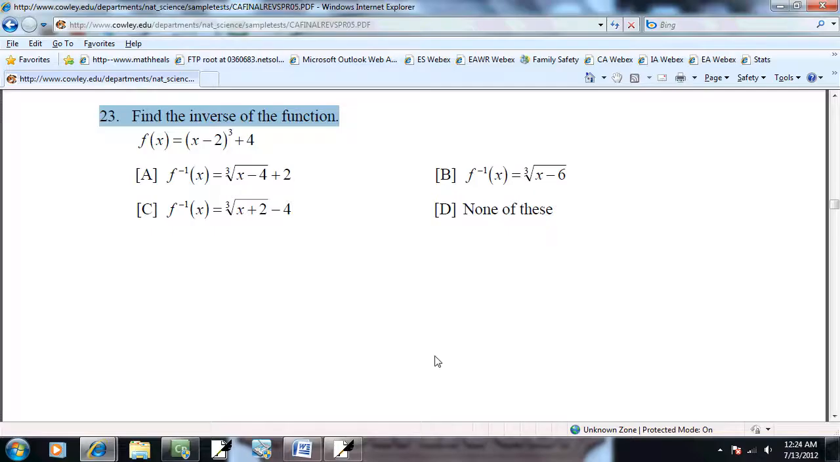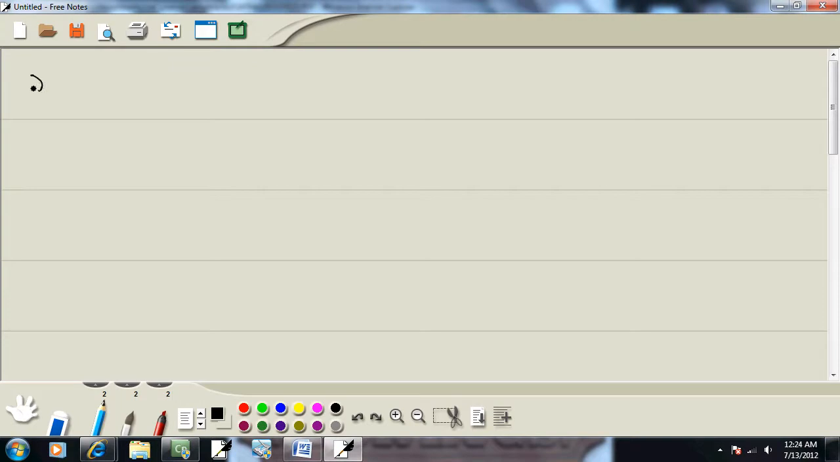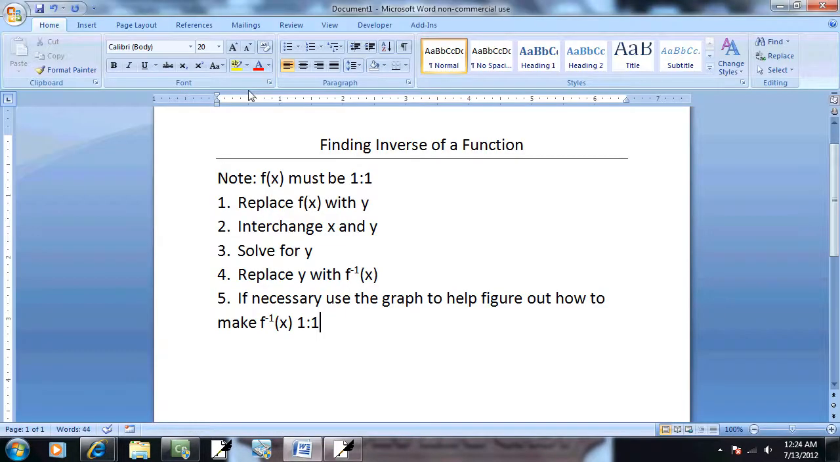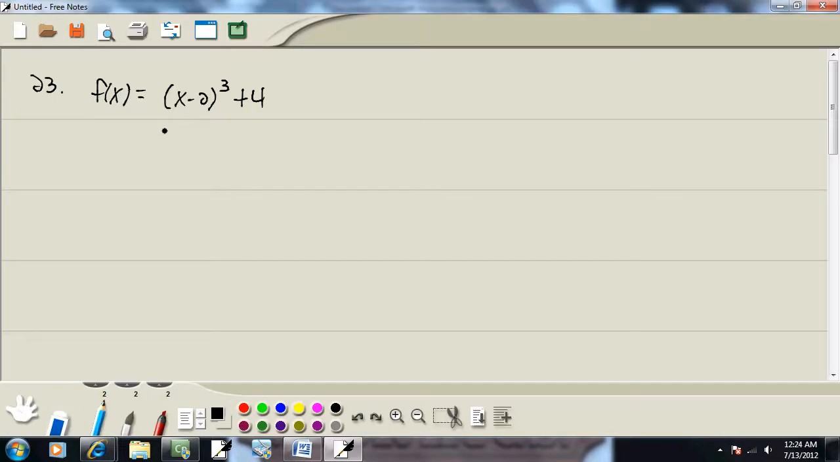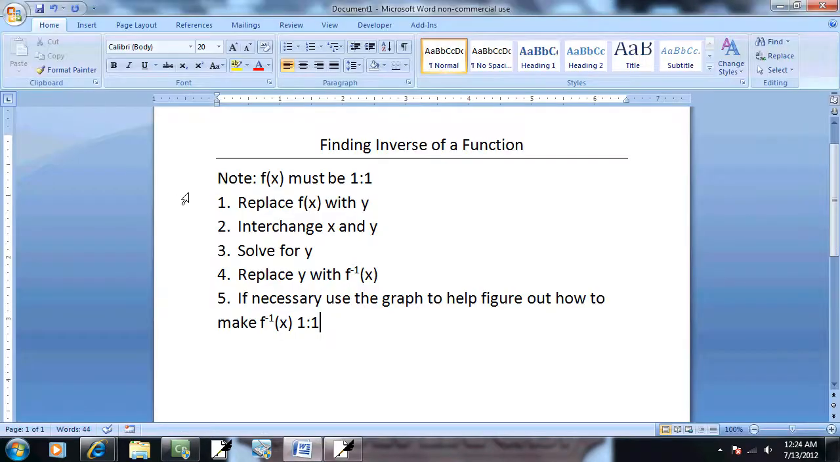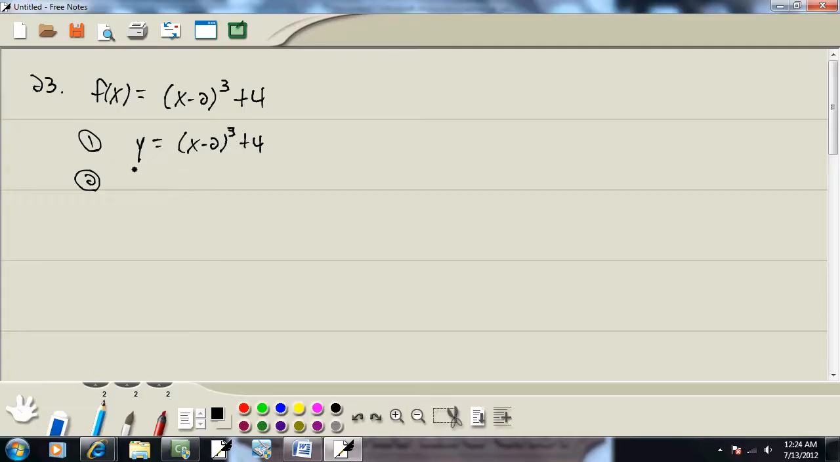So let's look at this problem, 23. We've got f of x is equal to x minus 2 to the third power plus 4. Step 1, replace f of x with y. So we've got y is equal to x minus 2 to the third power plus 4. Now step 2, interchange x and y. So where our y is, we'll put an x, and where x is, we'll put a y.